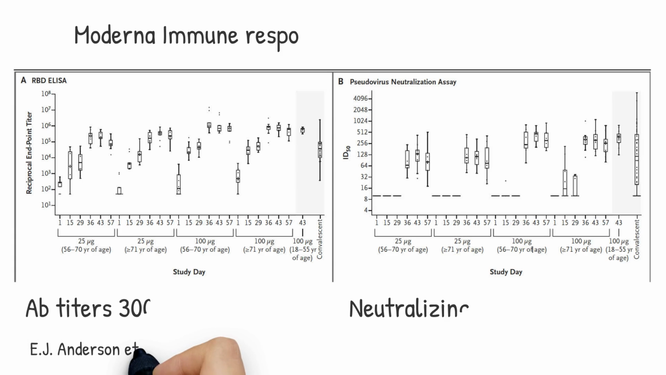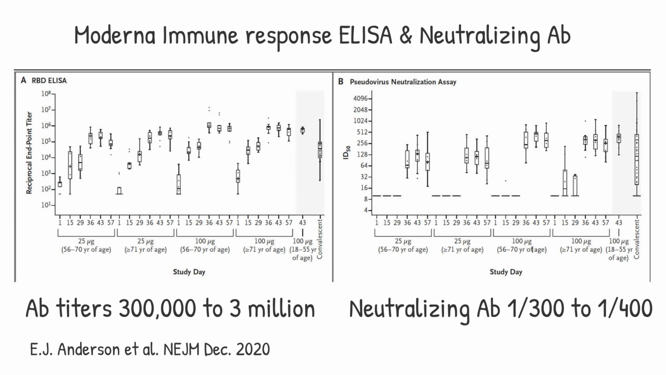Two indicators that predict protection are the level of antibody generated against the spike protein and the level of neutralizing antibodies. As shown on the left, the Moderna RNA vaccine reached levels of 300,000 to 3 million ELISA antibody units. Neutralizing antibodies are shown in the right figure. Mixing of serum with virus kills the virus at dilutions of 1 to 300 to 1 to 400 in vaccinated subjects, but not in placebo.